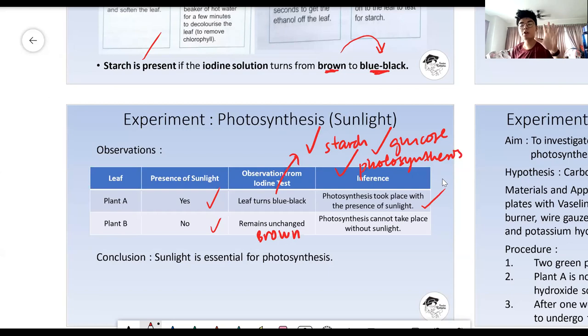So the photosynthesis cannot take place. Photosynthesis is not carried out when there is no sunlight. When there is no sunlight, photosynthesis cannot take place. So plant B, there is no photosynthesis. Why? Because it remains unchanged, no starch, no glucose, no photosynthesis. So, your conclusion: sunlight is essential for photosynthesis, or sunlight is needed for photosynthesis.